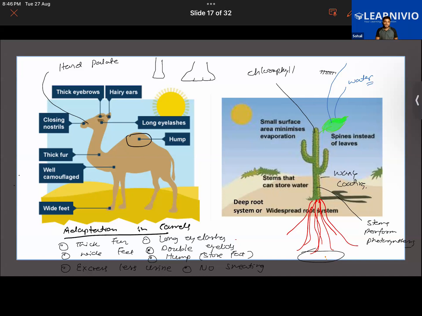So, guys, as we know, photosynthesis is usually performed by the leaves. So in these kinds of plants, like in the cactus, which part of the plant would be performing photosynthesis?